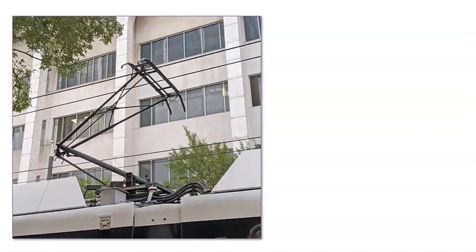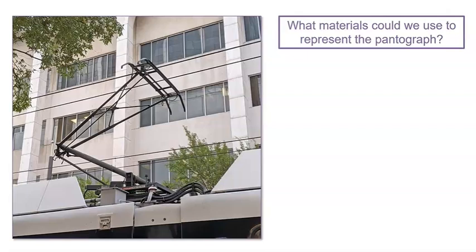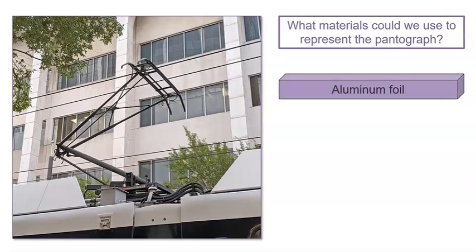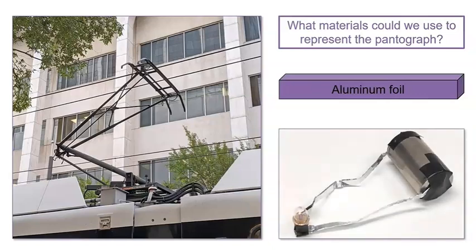Think about how we could represent a pantograph in a circuit model. What materials could we use to represent the pantograph? Maybe we could use something metal like aluminum foil. We know aluminum foil is a conductor because it can connect to a battery to light a light bulb. Metals are usually good conductors of electricity, but the pantograph in this photograph does not look like aluminum foil. So we should investigate what other materials are conductors.